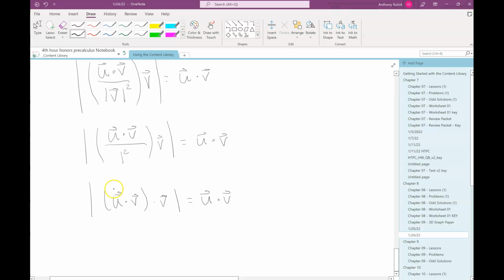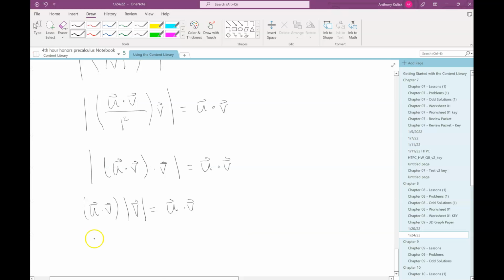And u dot v is just a scalar, right? And we talked about how we can pull a scalar out of a magnitude. That's okay. And the magnitude of v, again, is equal to 1, since v is a unit vector. And there we go.